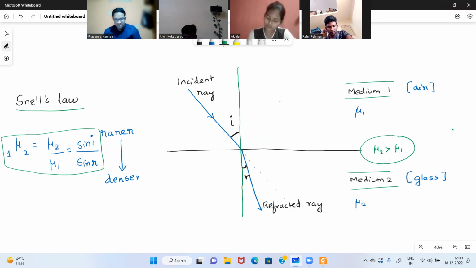Now in terms of velocities, can you tell me whether the velocity of light will be different in both the mediums or the same? It will be different, right? In a rarer medium, light will travel faster. So if you say velocities as v1 and v2, mu1 is less than mu2, but what about the velocity in the first medium and the velocity in the second medium? Tell me.